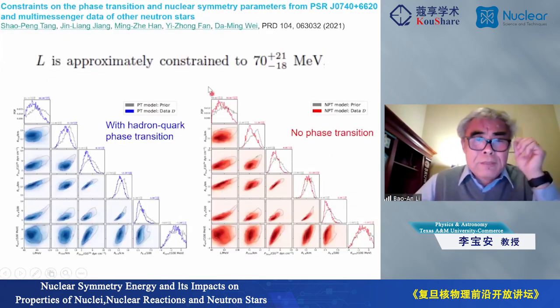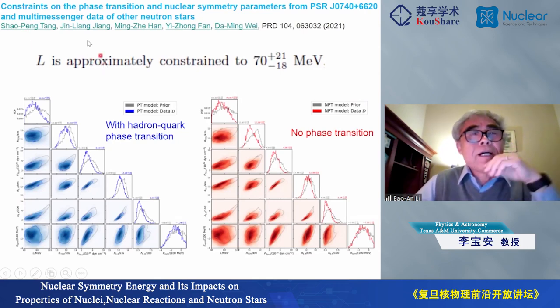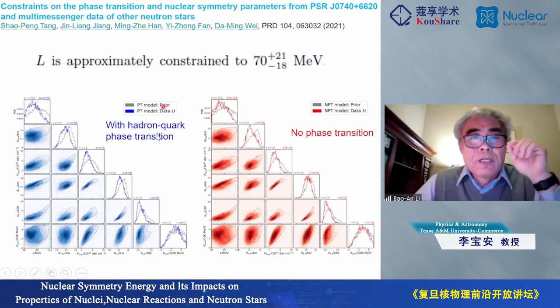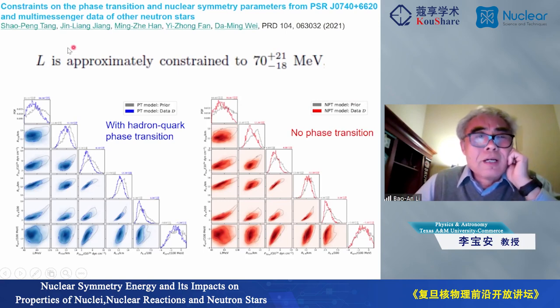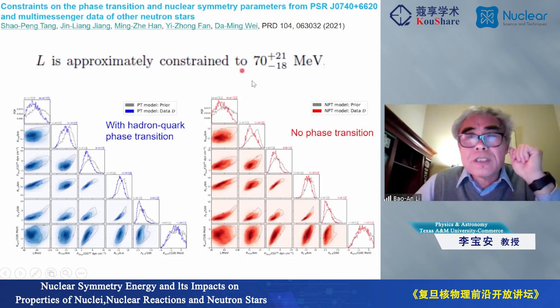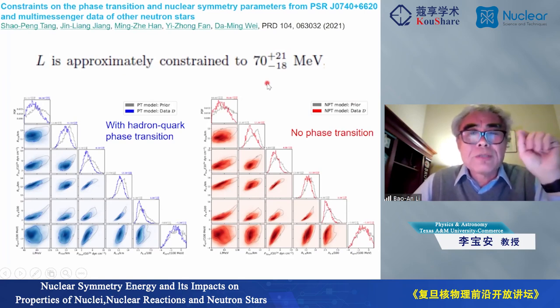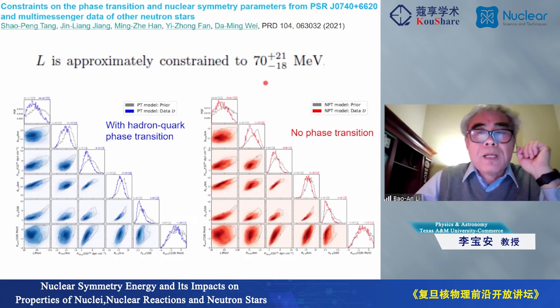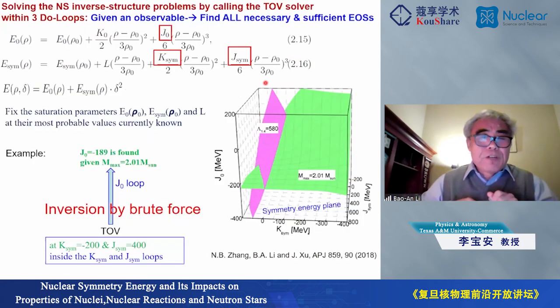Another analysis using a similar approach in Bayesian analysis by the group at Nanjing, Zijinshan, Tiantai, and Hebei Keda: they also considered an equation of state with a phase transition using the constant speed of sound approach, and another one without phase transition. These are the PDFs and the correlations of the parameters. They also found that the effect of this new measurement by NICER is relatively small. And they conclude that the parameter is constrained to be around 70 plus 21 minus 18. This number is consistent with the systematics I have shown you and also consistent with the analysis that Wenjie and I did. So we are quite consistent. Okay, so now let me move on to another inversion approach.